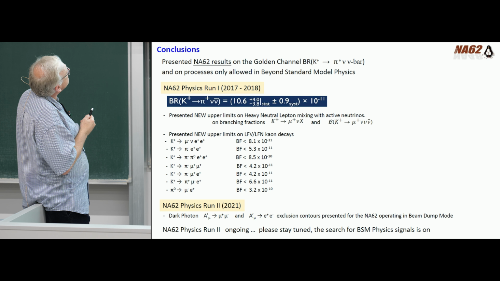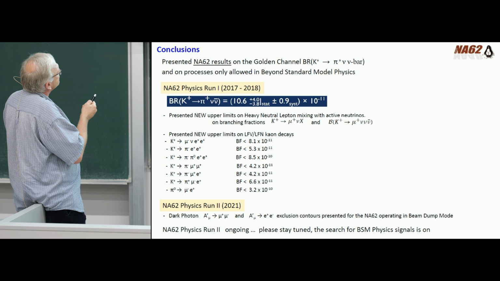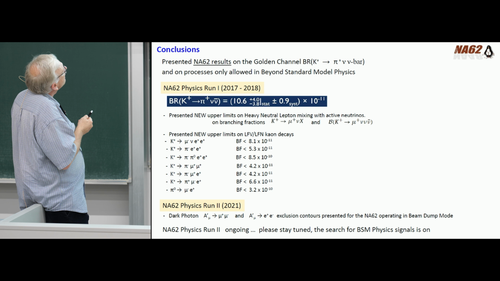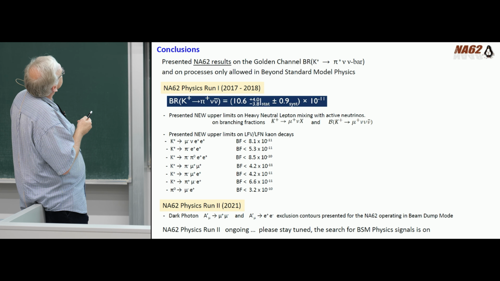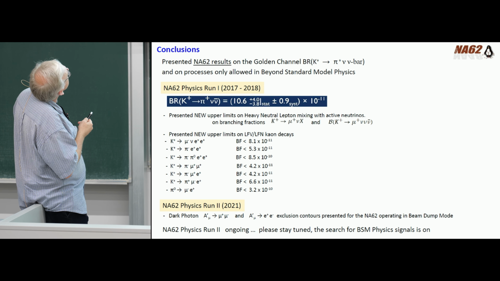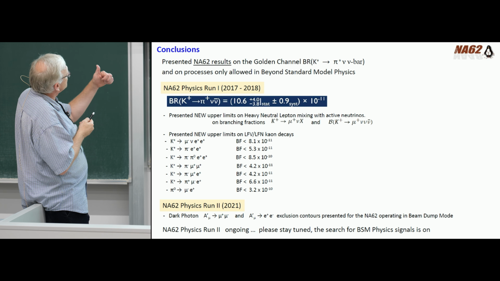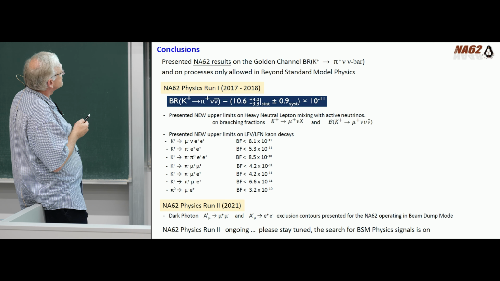Besides this golden decay channel, there are many new limits on many rare decay channels, which are all forbidden in the standard model, besides the one with the muon and three neutrino states.